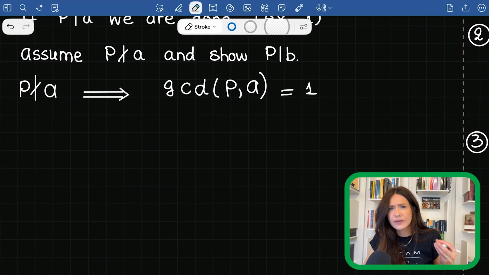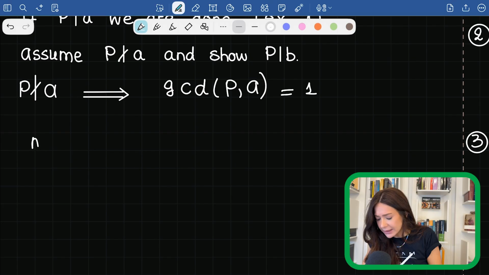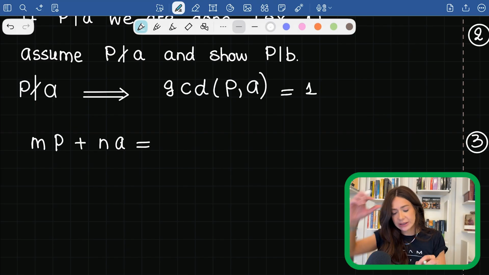Now, I have a greatest common divisor between two numbers. So I can write down Bézout's identity and say that there must exist some m, which is an integer, multiplied by P, and then add some other integer, n times A, and that has to give me their greatest common divisor. In this case, that happens to be 1.